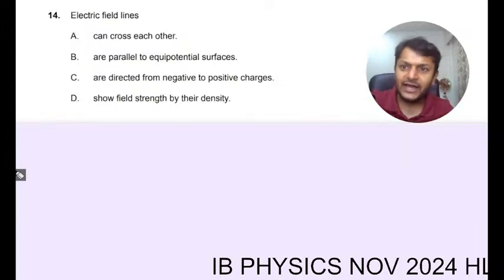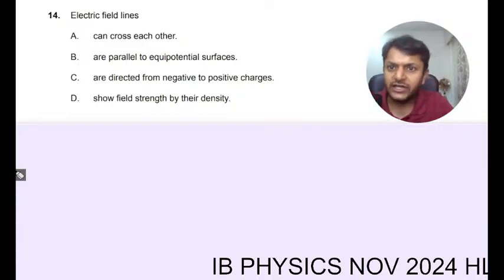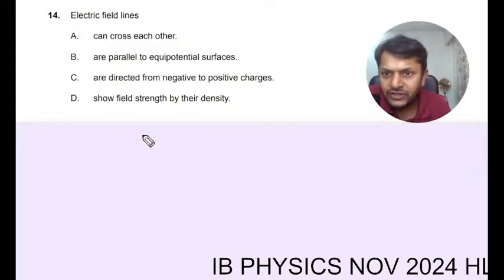Okay, dear students, let's go for this now. The electric field lines can cross each other. They are parallel to equipotential surfaces. They are directed from negative to positive. Show field strength by their density.